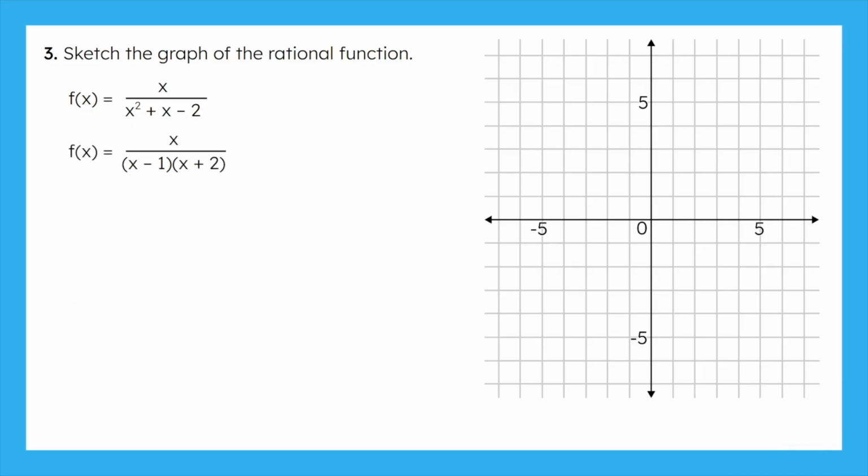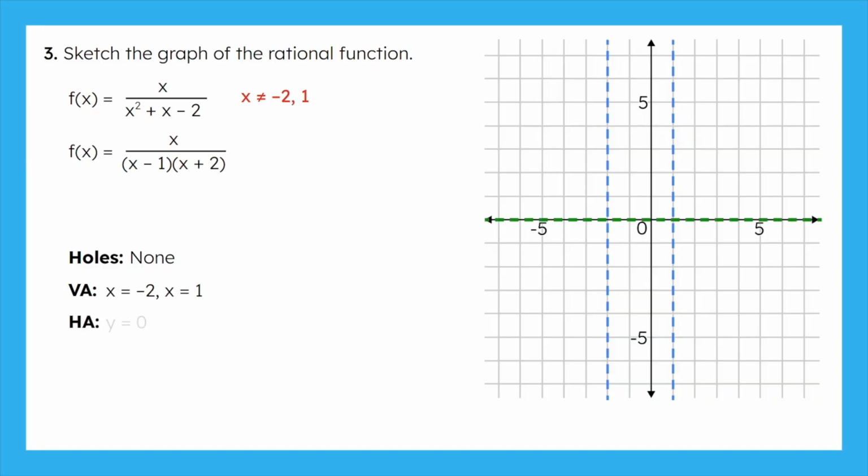First, we'll factor the function to f of x equals x over x minus 1 times x plus 2, meaning the domain restrictions are that x can't be negative 2 or 1. As for key features, the function can't be simplified, so there are no holes, and the remaining domain restrictions create vertical asymptotes at x equals negative 2 and x equals 1. And our horizontal asymptote is at y equals 0. The x-intercept and y-intercept are the same point at 0, 0.